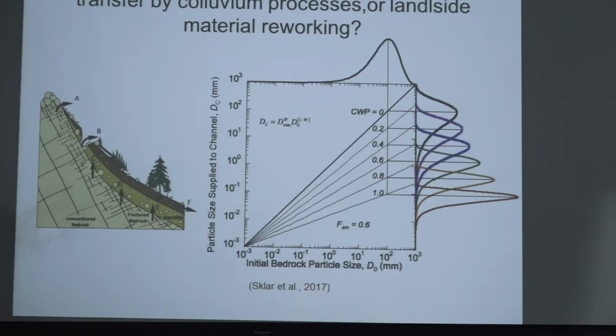And in the equation, what is DC? Is it a critical value? A grain size C, which is a function of minimum and initial value. It's the particle size supplied to channel. DC, so supplied to channel. D0 is the initial particle size, and DC is the final size after the slope transform.